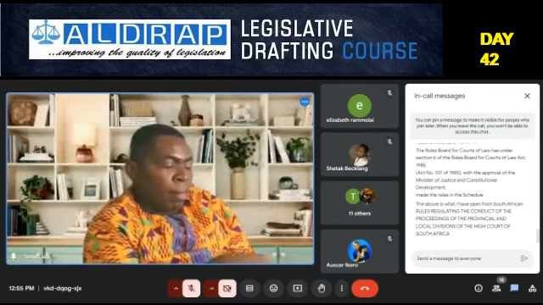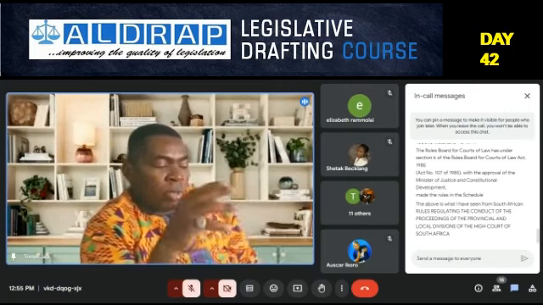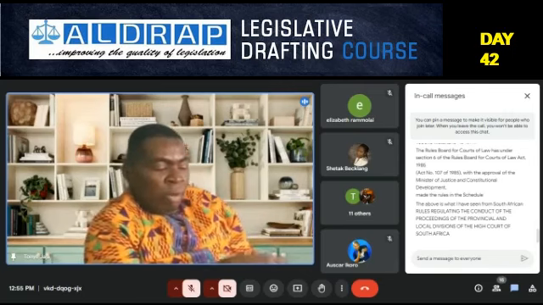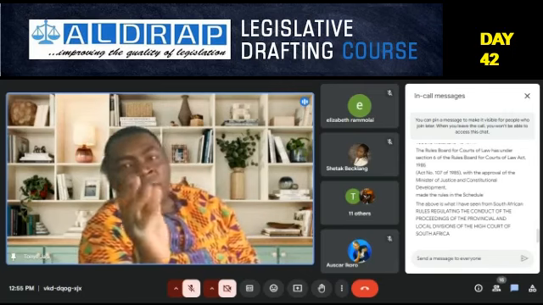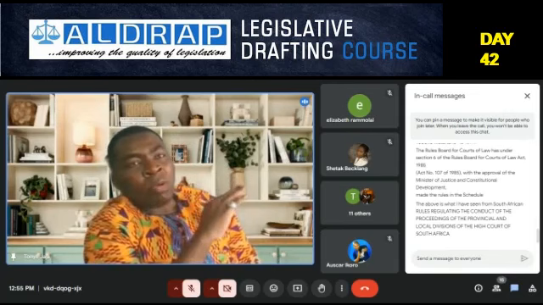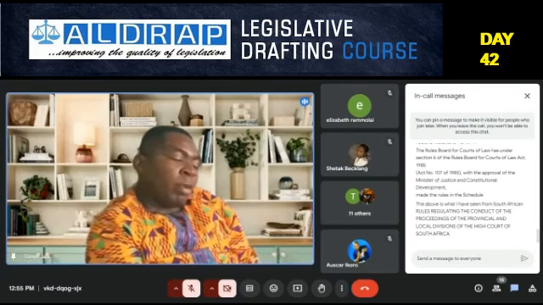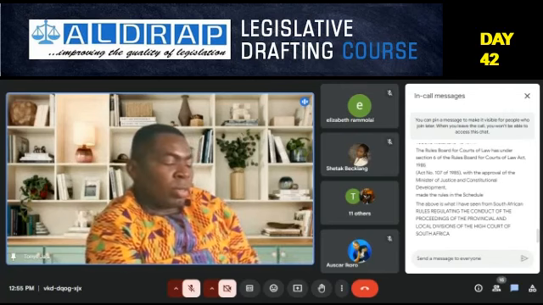So we have taken today to look at just the enacting formula, because the enacting formula for subsidiary legislation is completely different from the enacting formula for primary legislation. And we have seen the difference.